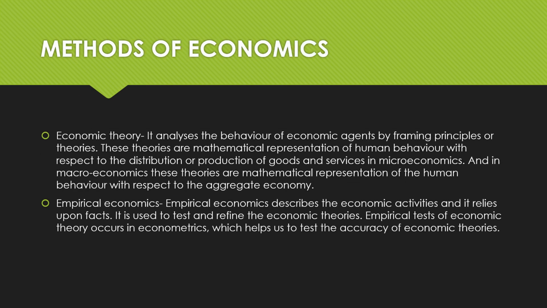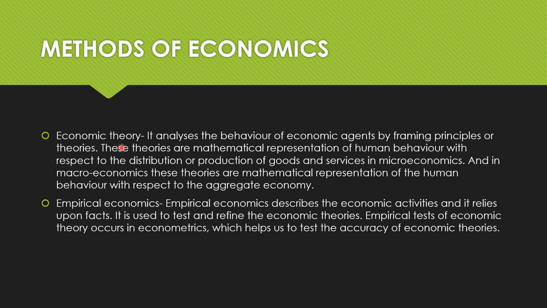Now let's understand these methods of economics. There are two scientific methods of economics which are used to understand the behavior of people and the economic systems. These are two scientific methods used by economists that help them understand the behavior of people and the economic systems. The first one is economic theory. This is the first scientific method. Empirical economics is the second scientific method.